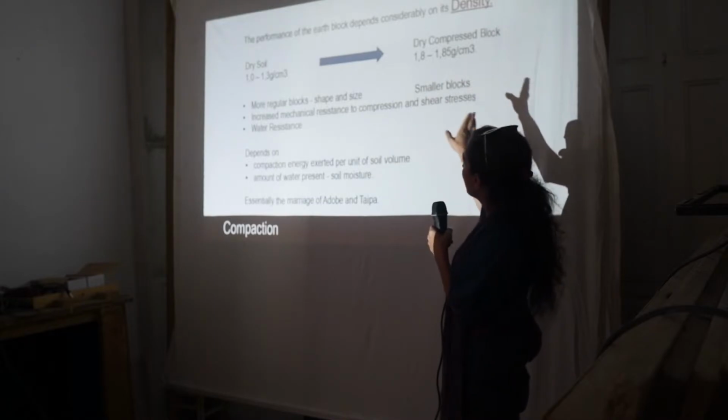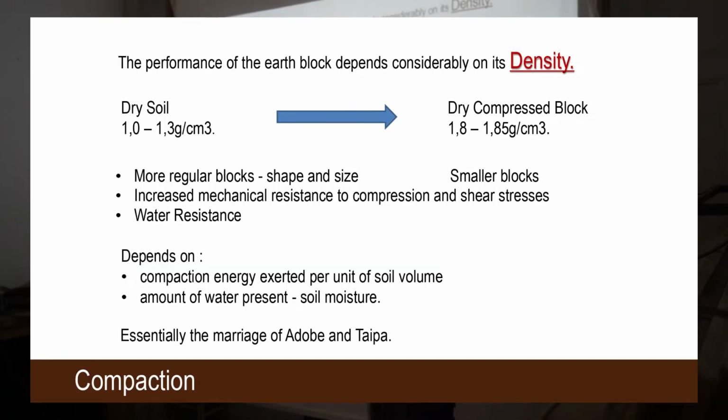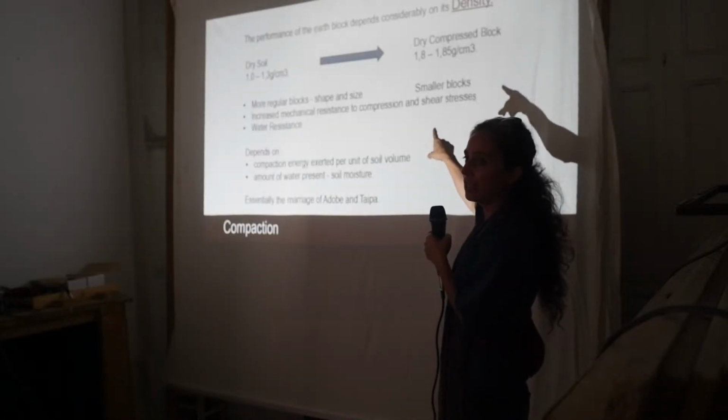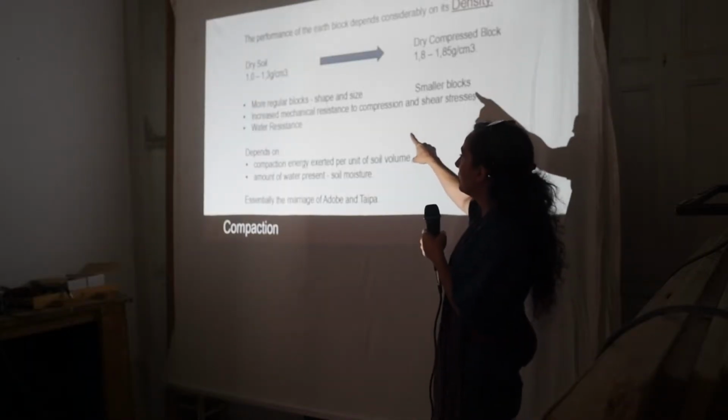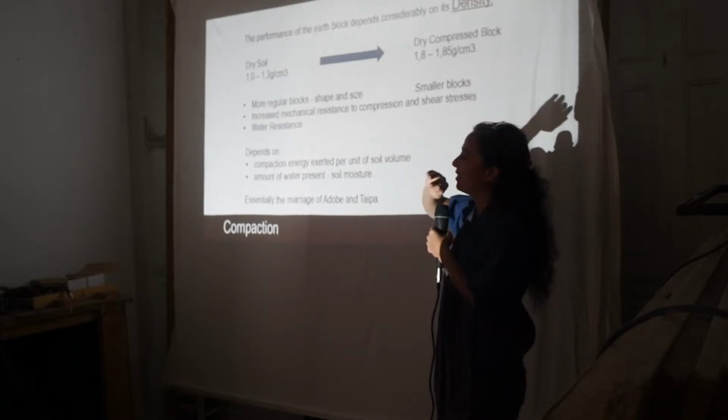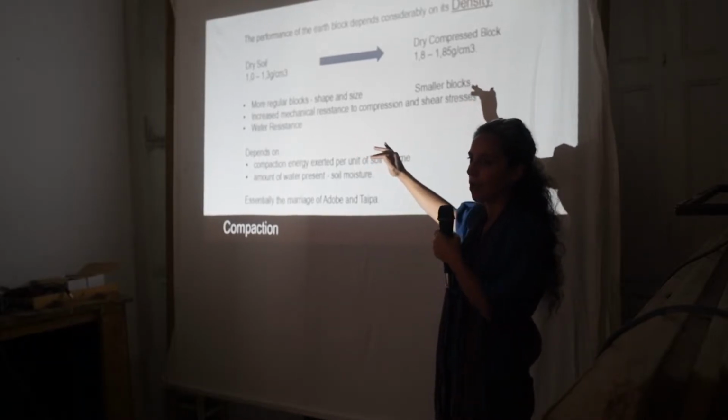So here is the difference. Dry soil, you have that much of density. When you compress it with a machine, you go to that much, which is really, really different. And this will help you to have different shapes of blocks.